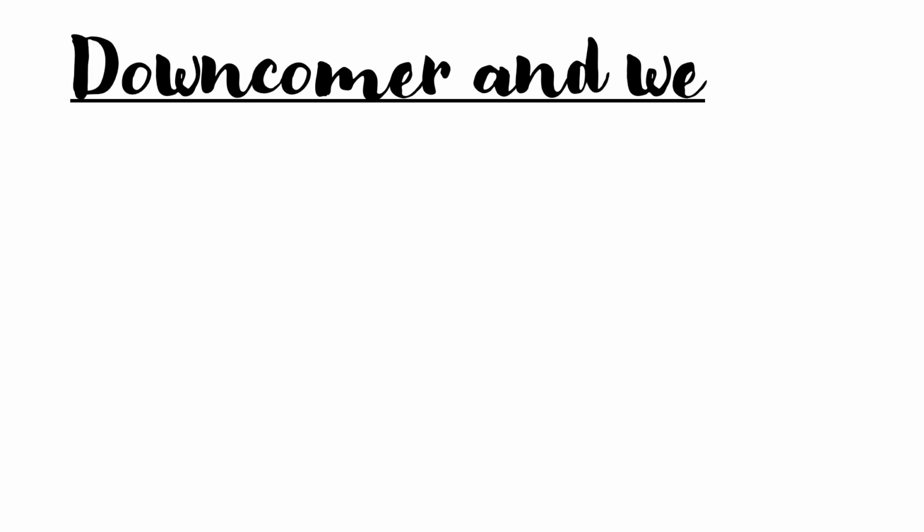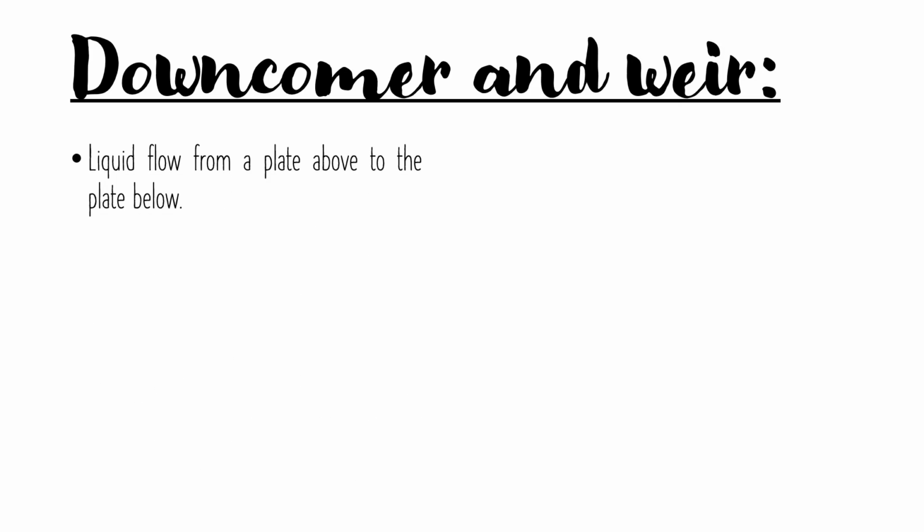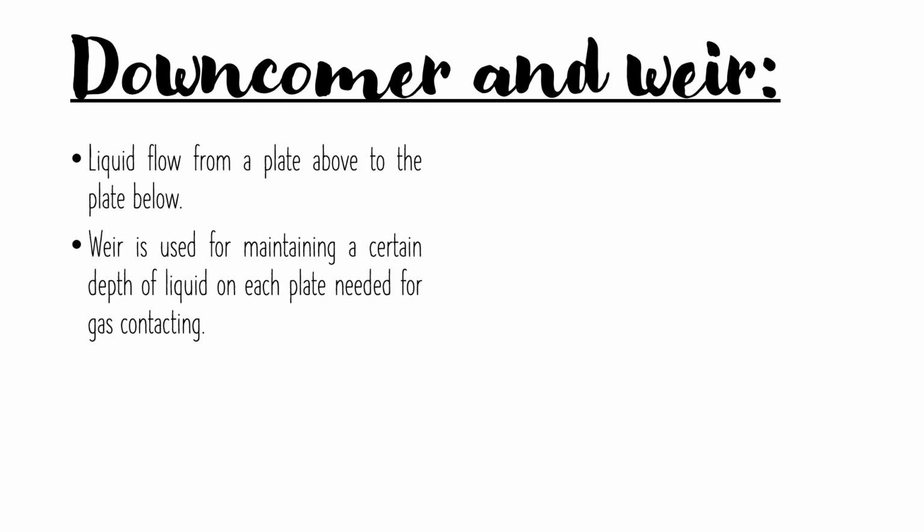Now I am going to talk about the downcomer and weir. Downcomer and weir. 1. Passage for liquid flow from a plate above to the plate below. 2. Weir is used for maintaining a certain depth of liquid on each plate needed for gas contacting. 3. Weir length of 60 to 80% of the tower diameter is used.